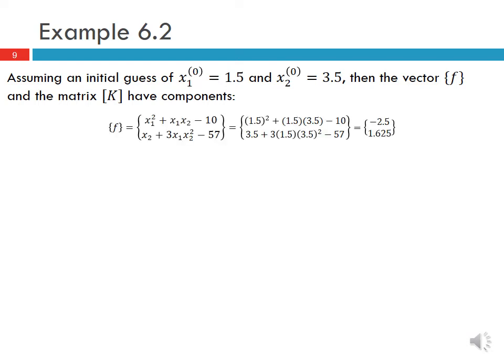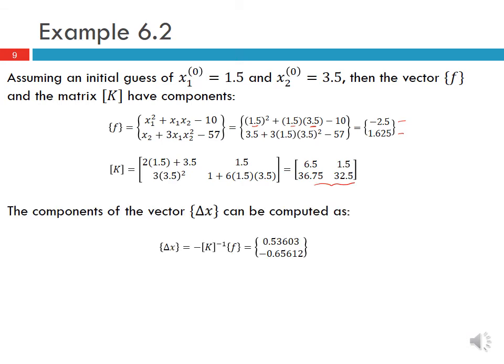So f is just the vector of our functions, again written in the form f of x is equal to 0. So we can evaluate those at our initial guesses. So x1 was 1.5 and x2 was 3.5. This gives, the first component here is minus 2.5, and plugging into our second equation we get 1.625. And then we can plug these into our matrix K as well. Plugging in x1 is 1.5 and x2 is 3.5, we get this version of our matrix K.